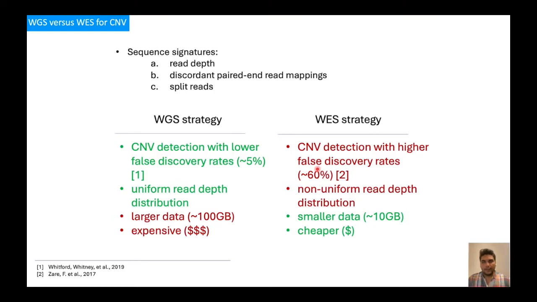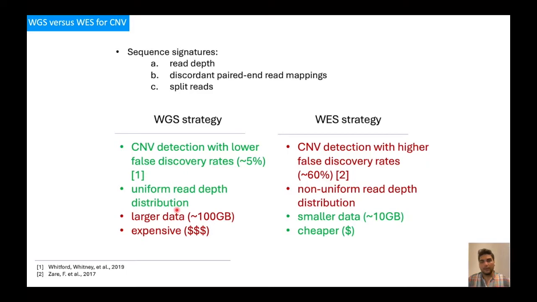Many CNV detection algorithms have been successful on whole genome sequencing data using different sequence signatures such as read depth, discordant paired-read mappings, and split reads. Overall, whole genome sequencing is a convenient resource for CNV callers as it provides uniform read depth distribution. On the other hand, accurate CNV detection algorithms on whole exome sequencing data have mostly been lacking.